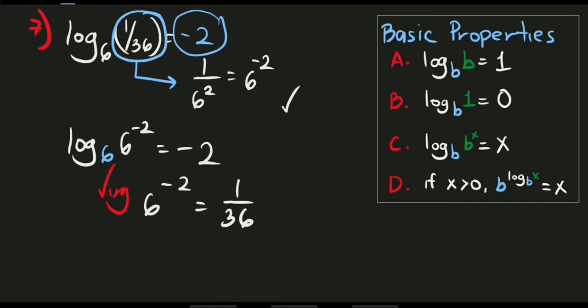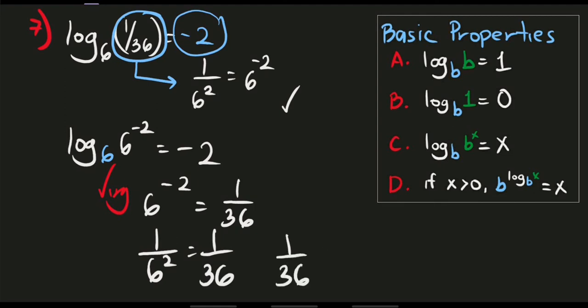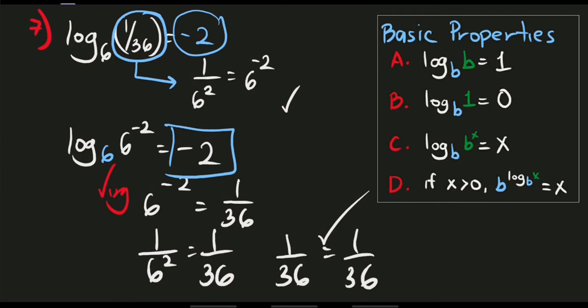So let's simplify this. Since we have 6 raised to negative 2, again, that is a negative exponent, we need to flip the value and change the sign of our given exponent. That gives us 1 all over 6 raised to 2, and that is equal to 1 all over 36. Again, 1 all over 6 raised to 2 is equal to 1 all over 36. That means we have the correct answer. Okay, so that is for example number 7.